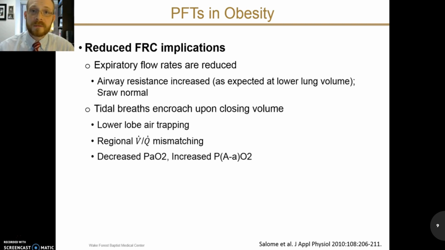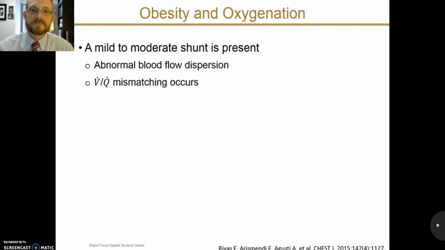At extreme levels of obesity and extreme reductions in FRC, even tidal breathing can encroach upon the closing volume. This can lead to air trapping that increases in the lower lobes and regional mismatches in ventilation and perfusion. The end result of this can be that there's hypoxemia and an increased AA gradient. In fact, recent studies have shown that a mild to moderate shunt is present in the morbidly obese patient.